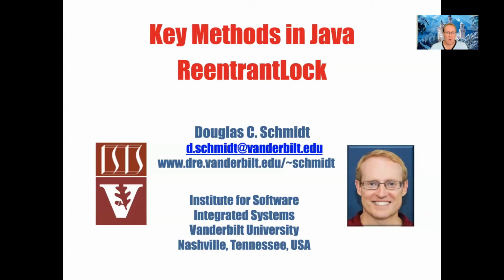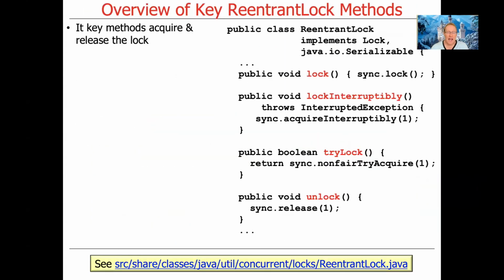What we're going to do now is take a tour through some of the key methods that are defined in the Java ReentrantLock class. And of course, as you may have already surmised, its key methods are lock and unlock. But there are a few more things and a few more subtleties that you need to be aware of in order to use ReentrantLocks correctly in Java.